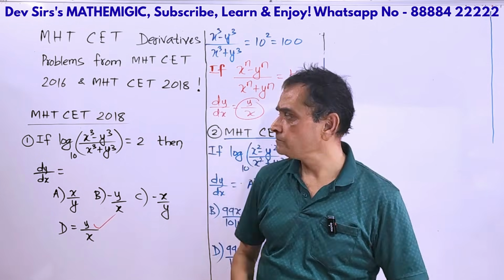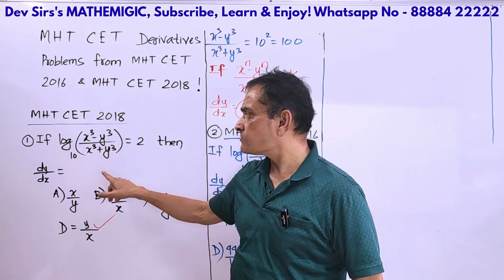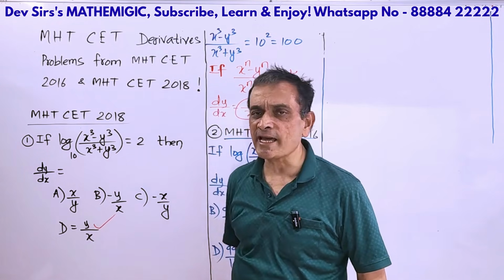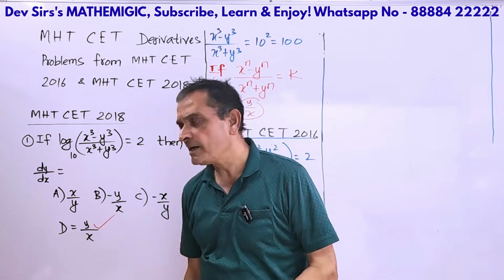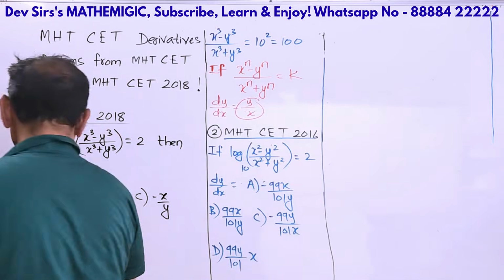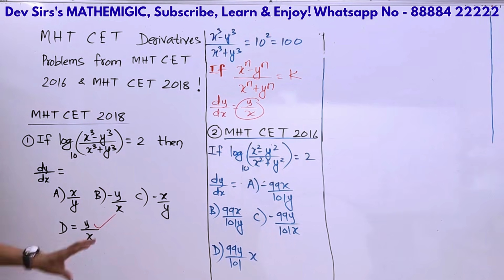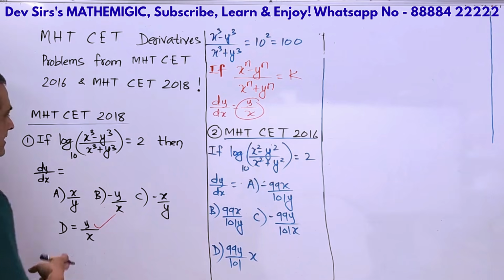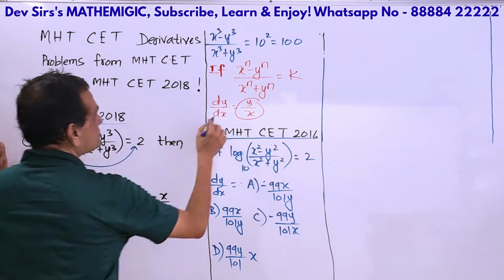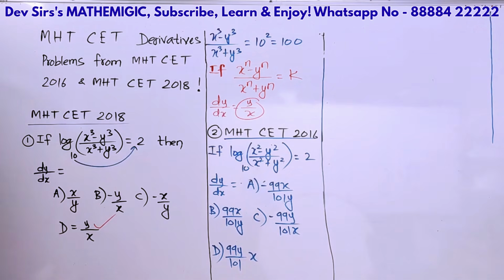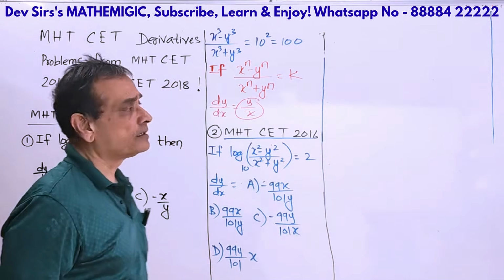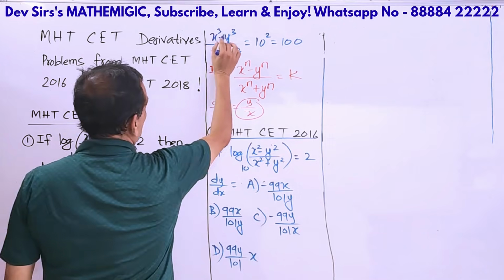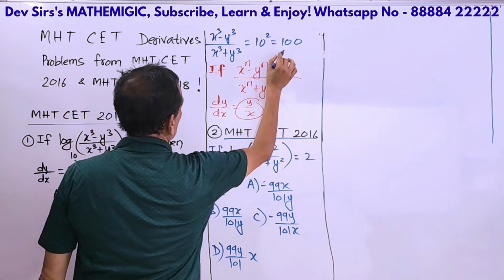CET 2018. Log of (x cube minus y cube upon x cube plus y cube) to the base 10 equal to 2. Then dy by dx is how much? Okay. Now, first thing is remove the base or remove the log. By definition of log, when you remove the log, base goes on the right hand side as 10 raised to 2. Basic definition of log. Now 10 raised to 2 is 100. Okay, so you get x cube minus y cube upon x cube plus y cube equal to 100.